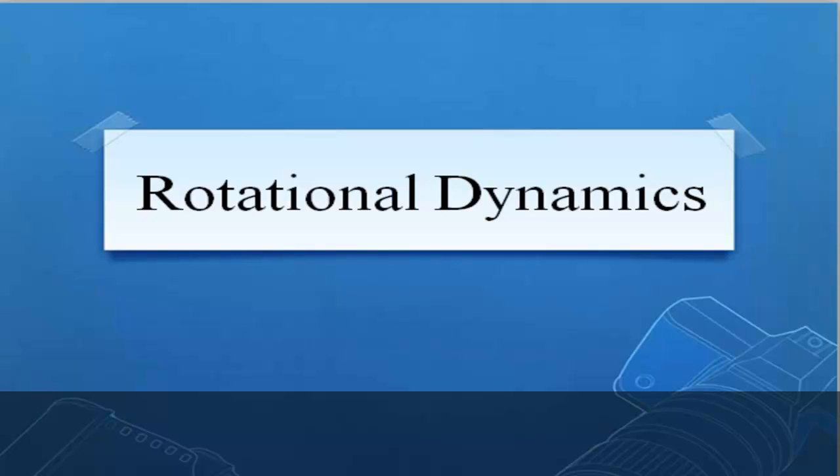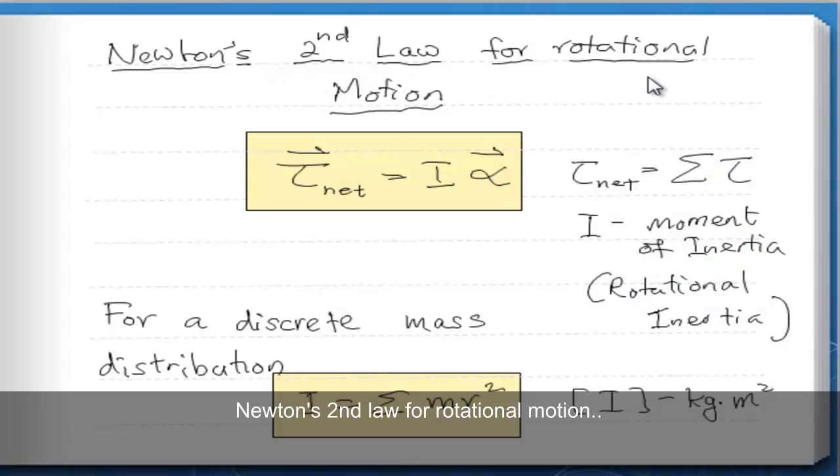Rotational dynamics. We start with Newton's second law for rotational motion. The net torque is equal to I times alpha. I is the moment of inertia, sometimes called rotational inertia. Alpha is the angular acceleration. Net torque is the sum of all the torques acting on a rotating body.